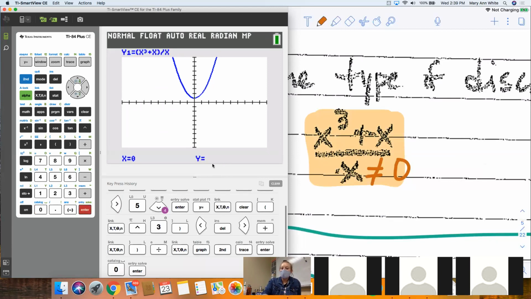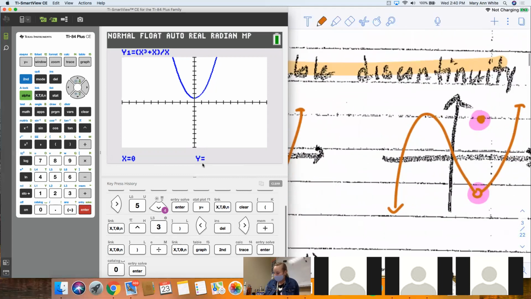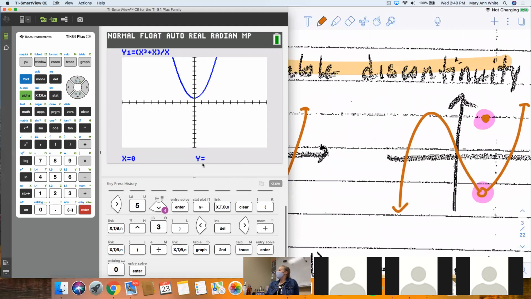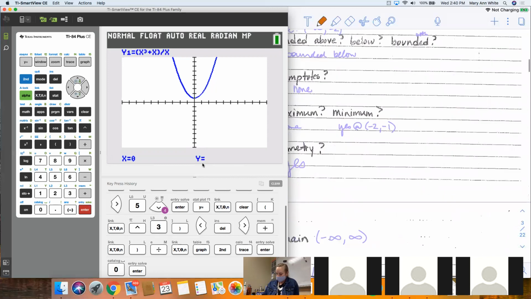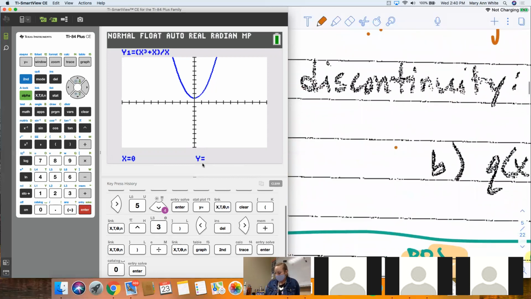It's nothing. There's nothing there. So is there a y value when I plug in 0? No. That means that there is a hole, and I call it removable discontinuity. Are we seeing what I'm seeing? At 0.